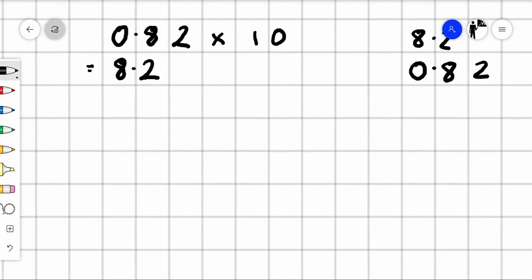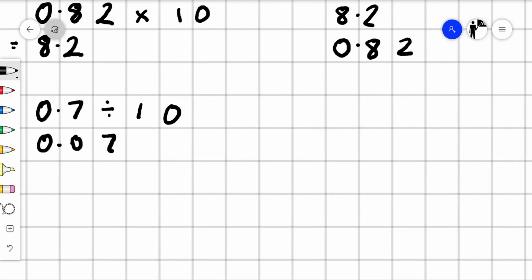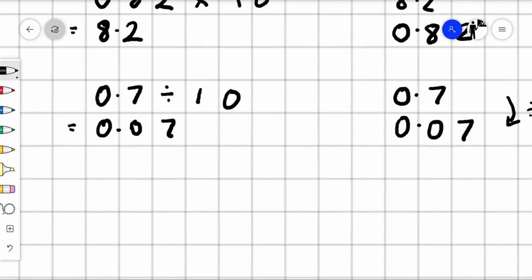What about if we do 0.7 divided by 10? So that means what's 1 below 0.7? Well, that's going to be 0.07. Because if we think about it, remember, when we divide by 10, the number would move 1 place to the right. Do you see that there? Remember, when we divide by 10, we move 1 place down on our place value.